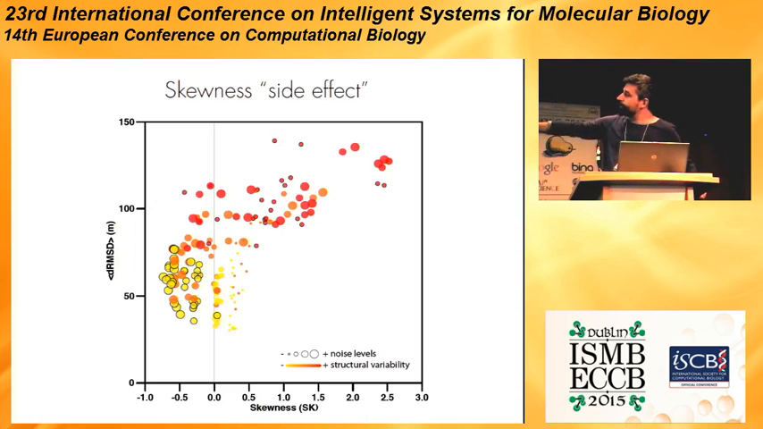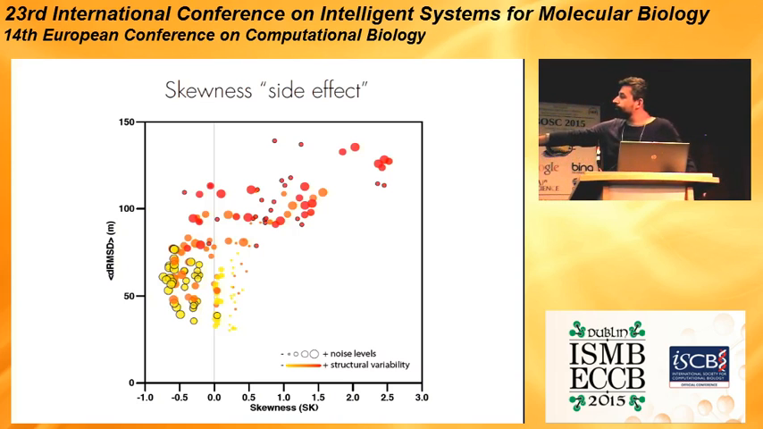we're going to use. This is the same plot as before, but now I'm coloring and making the dots proportional to the noise and the structural levels in the matrices. And if you look at all the points that have a lot of noise, this is a big blob, and they are yellow, which are these guys here, they are all negative skewness. They are all skewed towards negative values of the distributions.